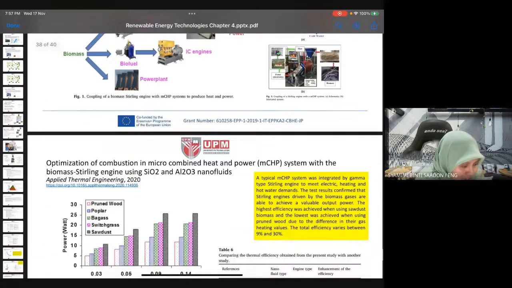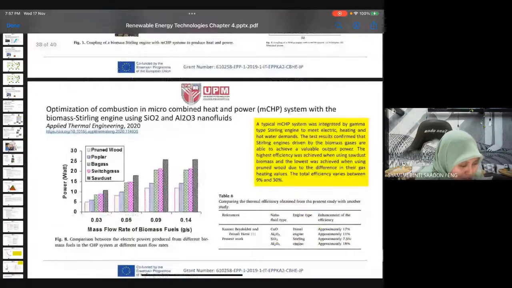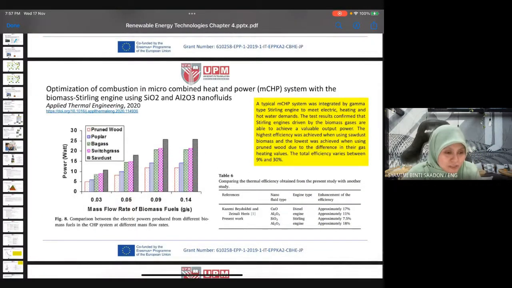Next, continuation from the same paper, because this paper studies different working fluids of this biomass steam engine. In the engine we still need a working fluid for the usual thermodynamic cycle. Usually we have water, helium or some gas. But here it proposes that we use nanofluid, because we know that nanofluid has higher convection heat transfer, usually due to the characteristics of the nanofluid.